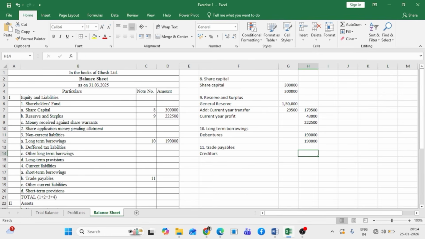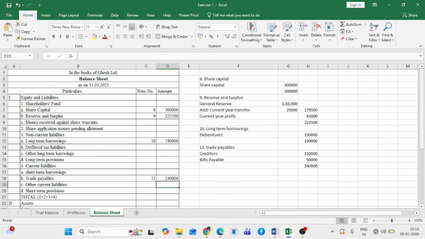Now, the amount of your creditors is 1,50,000. And the other component is your bills payable. The amount of my bills payable is 9,000. So altogether, the total is coming to 2,40,000. I'll show 2,40,000 here.